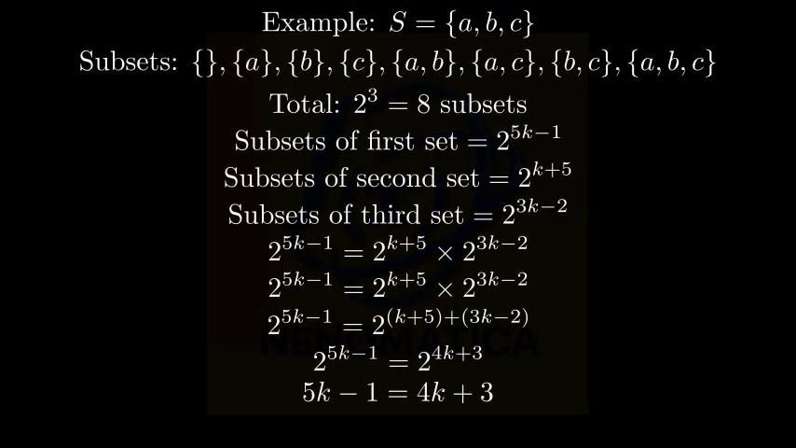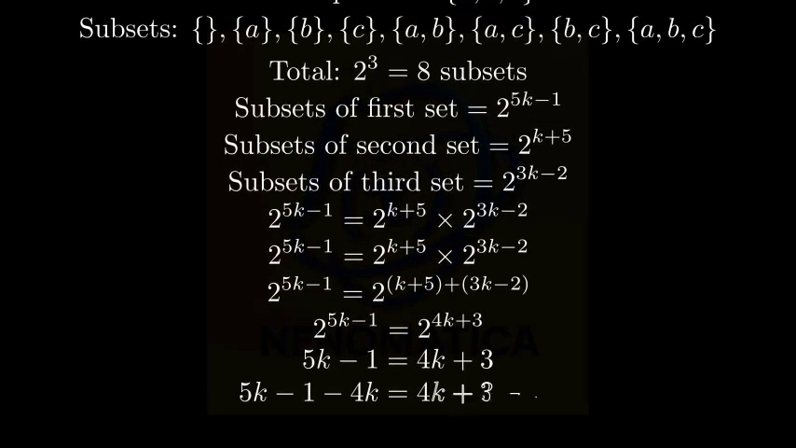Now, for this equation to be true, the exponents on both sides must be equal. This is because if a equals b, then 2 raised to the power of a equals 2 raised to the power of b, if and only if a equals b. So we have 5k minus 1 equals 4k plus 3.